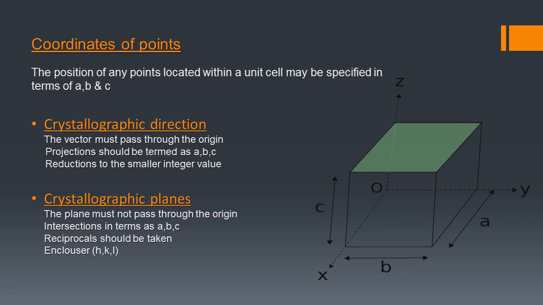And the next one is direction, and it's represented in a vector form. The projections are indicated as A, B and C, and this refers to the direction of the crystallographic planes. And there is a set of rules for representing crystallographic planes. It should not travel through the origin, and the intersections are termed as A, B and C, and reciprocals should be taken, and they are referred to as the H, K and L values.